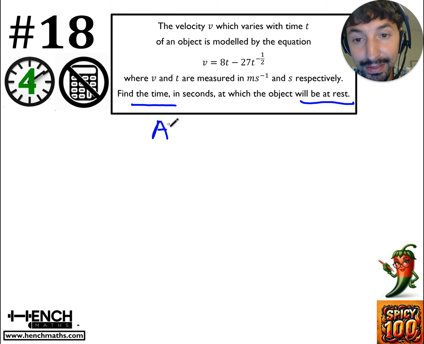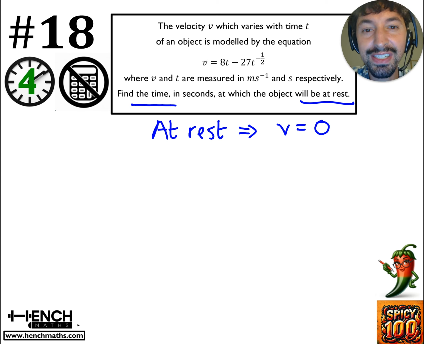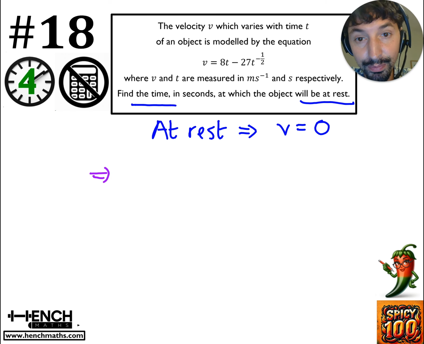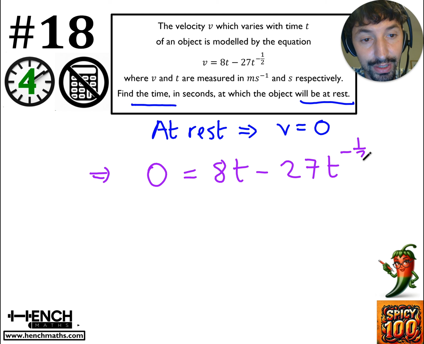So at rest, that implies that the velocity of the object is 0. If you're at rest, that's when you're still, when you're not moving, and when you're not moving, your velocity is 0. If you realize that's what you need to do, then this question becomes a lot simpler. So we're going to replace our v with 0. So 0 is going to be 8t subtract 27t to the power of negative a half. That's the equation we need to solve. Let's try and solve it.